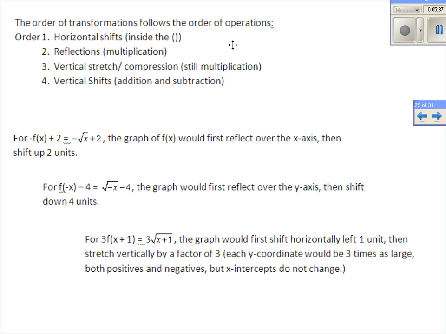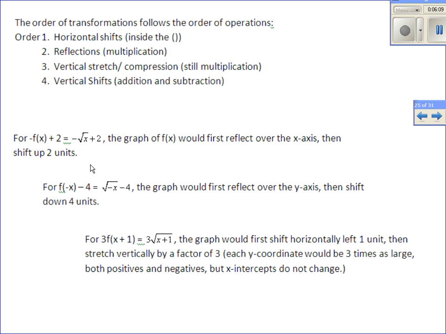So the order of transformation follows the order of operations. The first thing that happens physically to the graph are any horizontal shifts, because those are inside the function, so anything that shifts it left to right. Then there's going to be the reflections, because those are multiplications. Next, we'll have any vertical stretches or compressions, so that's still a multiplication operation. And then last, what's going to happen are the vertical shifts, which happen outside the function, and that's shifting it up and down with addition and subtraction.